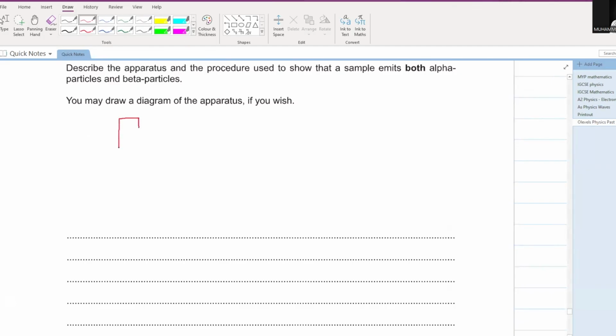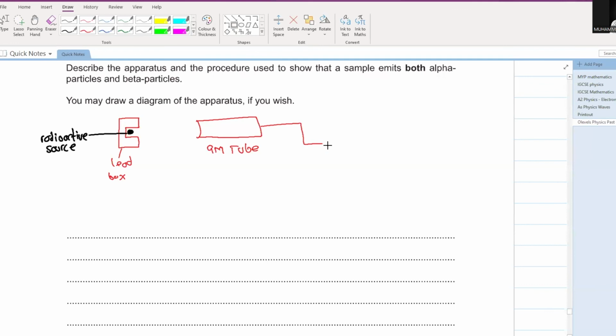First of all, you will make a lead box. This is your lead box. Then you will make your radioactive source like this. This is your radioactive source. Let's label it radioactive source. And what else will you make here? You will make a GM tube like this. This is your GM tube. It will be attached to a counter like this.